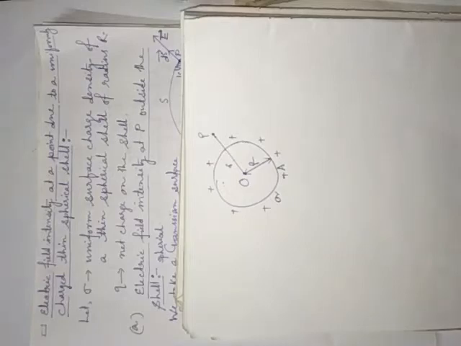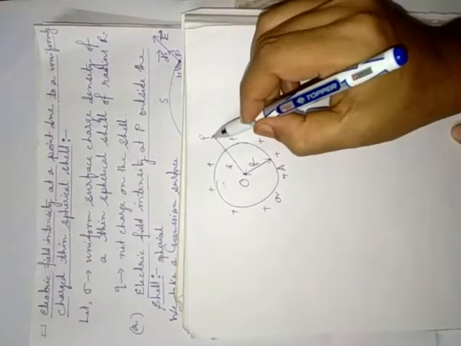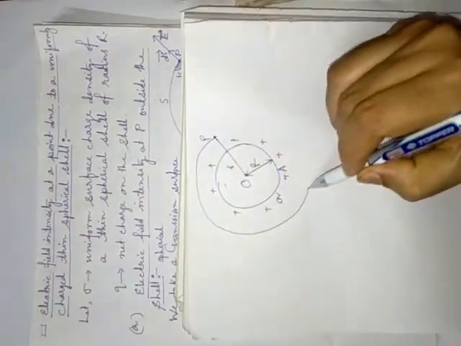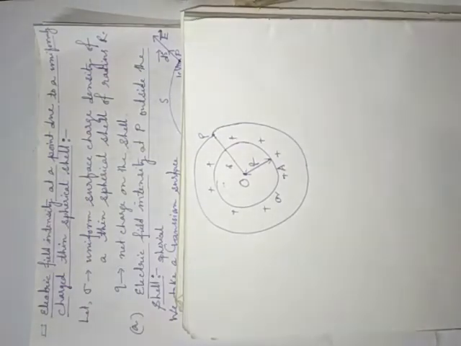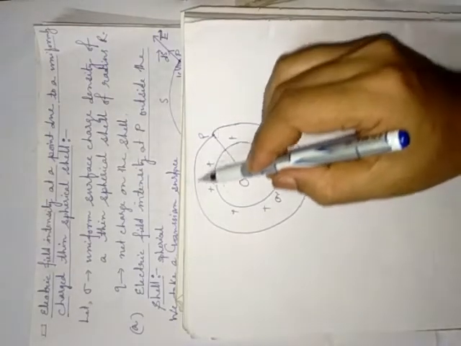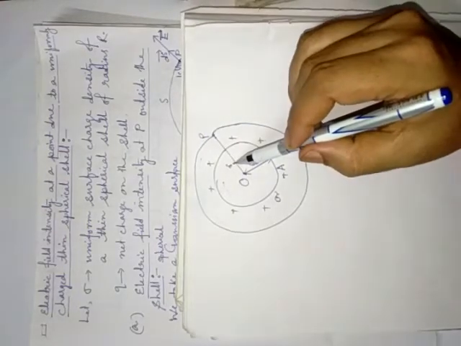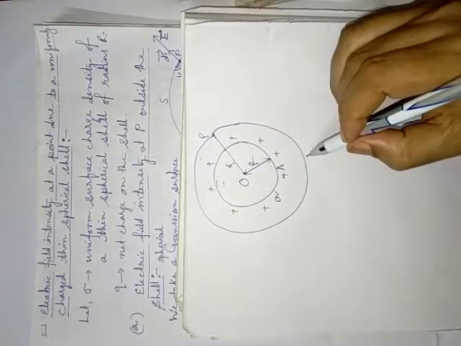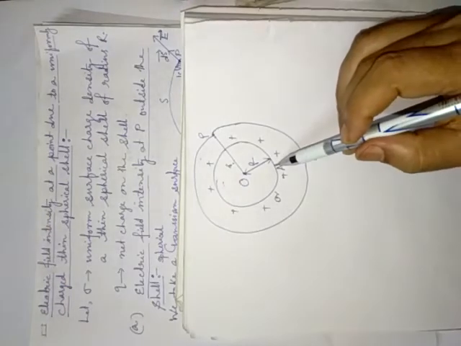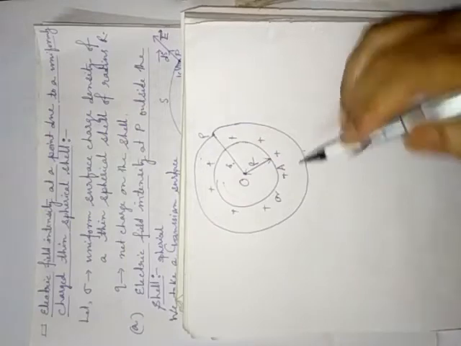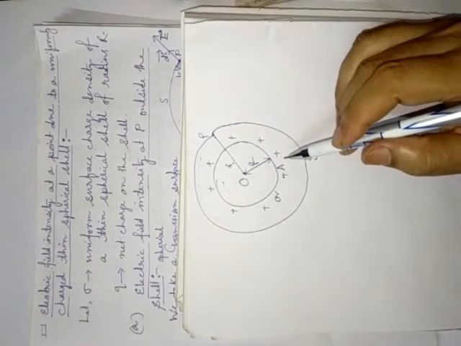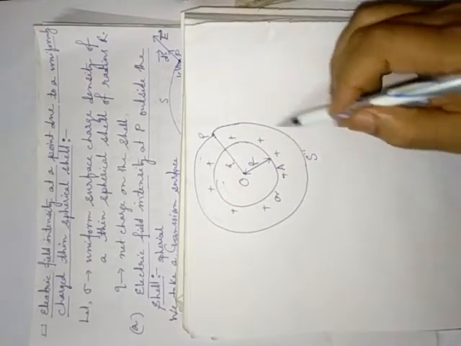And here from symmetry, I think we have to take a Gaussian surface that should be a spherical, another spherical cell. The Gaussian surface should be a sphere having radius small r, and whose surface area is suppose S. Surface area of the cell is A, and surface area of the Gaussian surface is S. Now we have to calculate the net flux through this surface S.